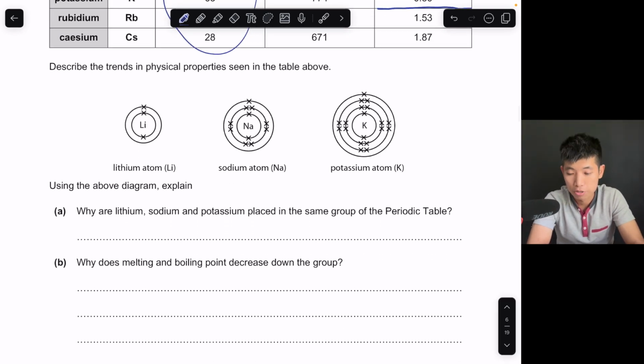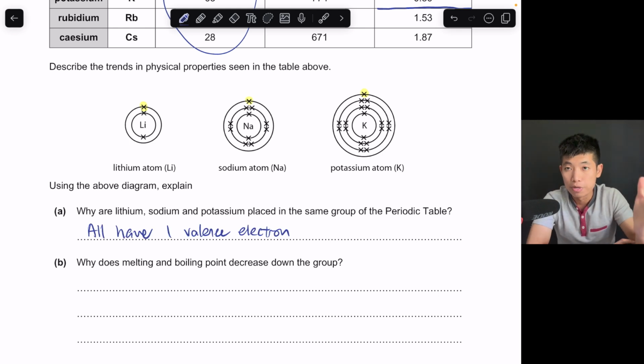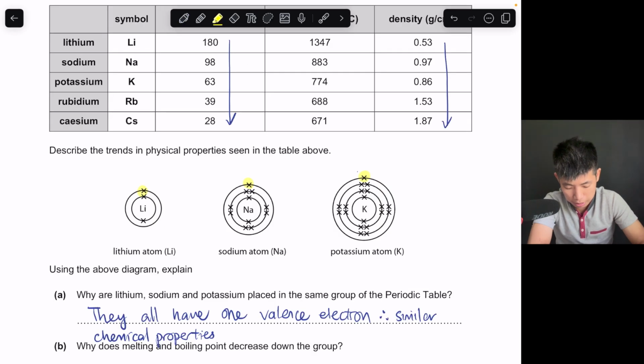In terms of their electronic configuration, all of them have one valence electron, and when they form ions, they lose that valence electron. So generally, when we group elements, those with the same number of valence electrons are put in the same group. To explain the melting and boiling points down the group, we then have to consider what kind of forces of attraction we need to overcome.